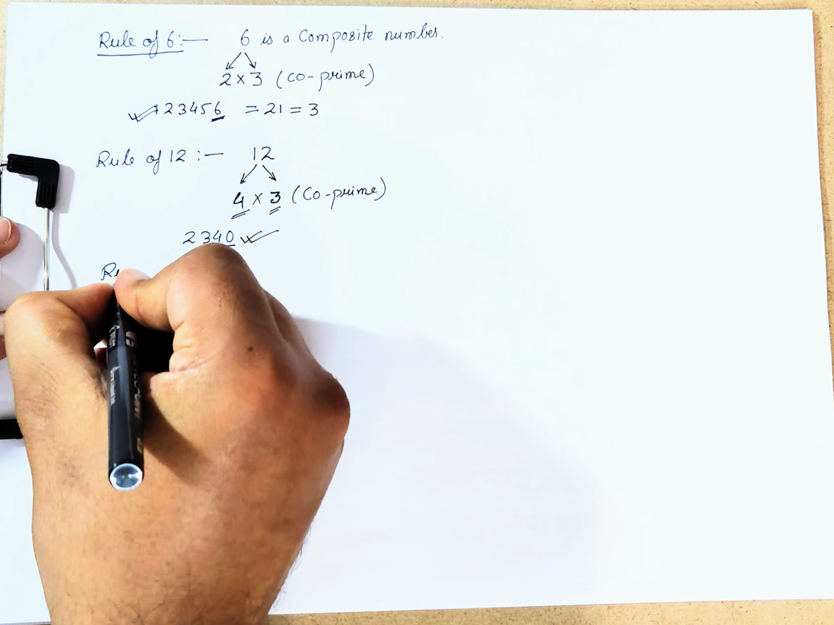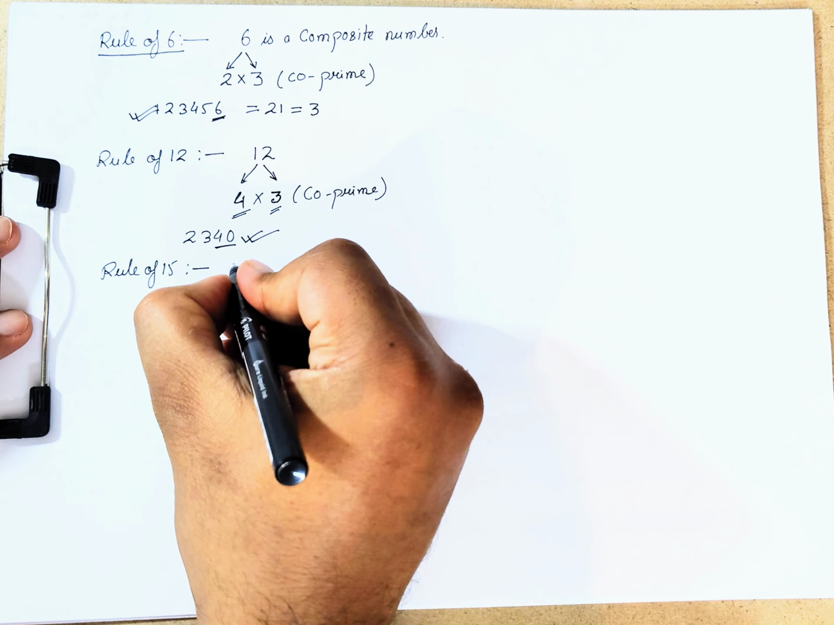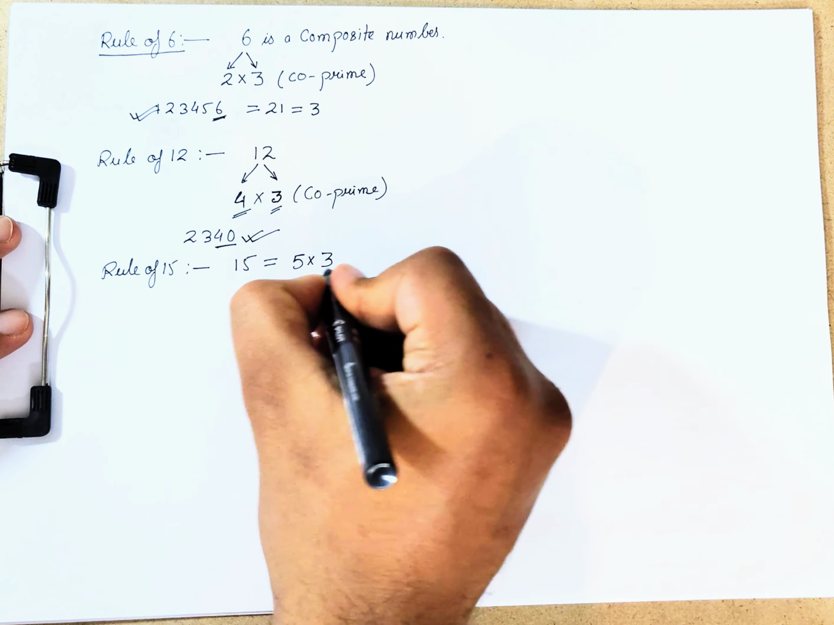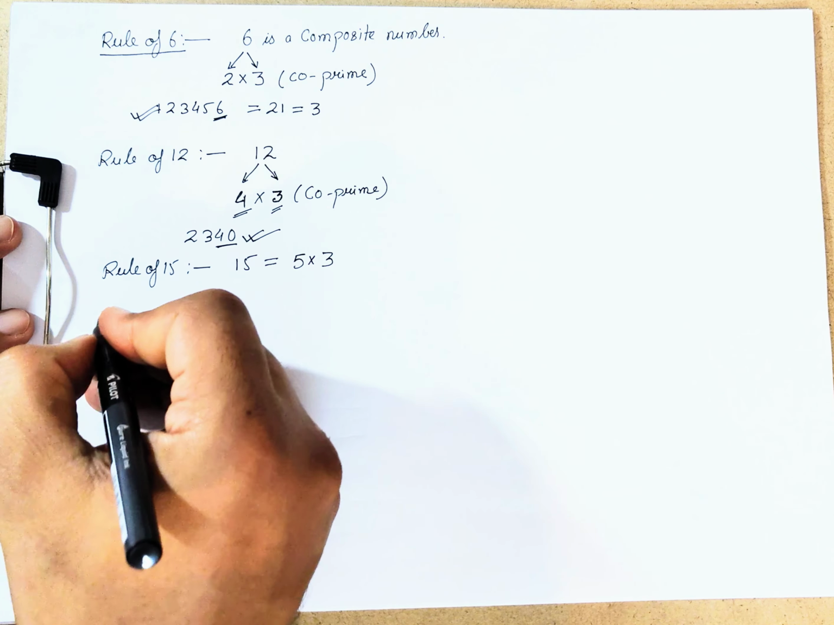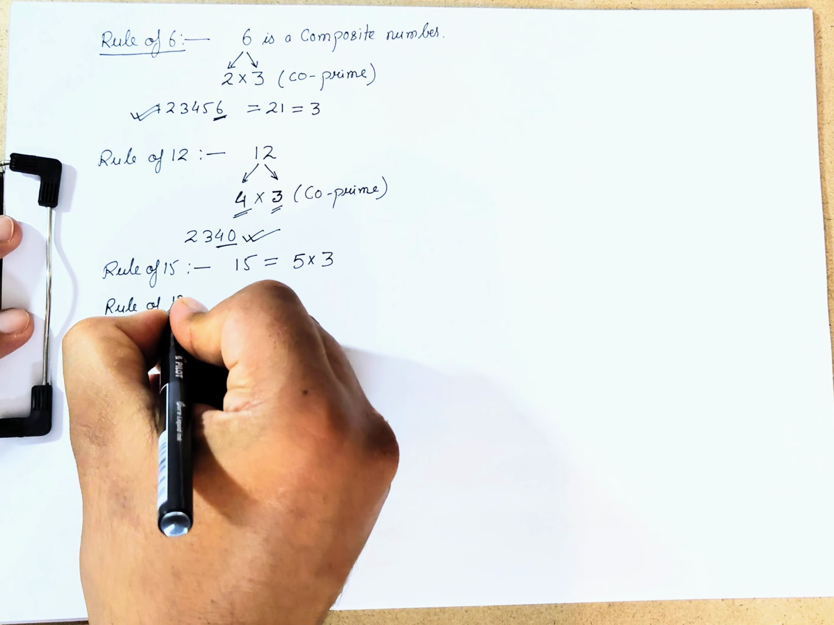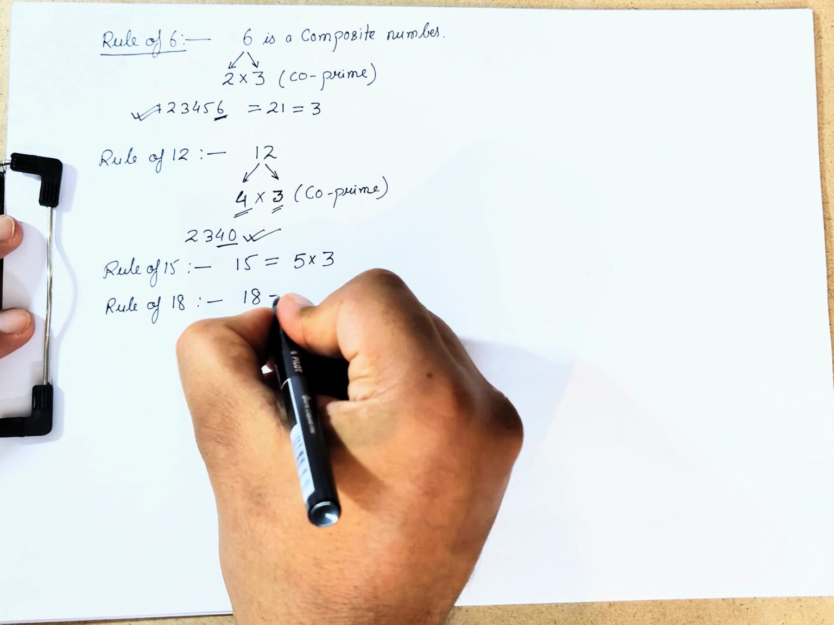Similarly, rule of 15. We can say 15 equals 5 into 3, and 5 and 3 are co-prime. So any number divisible by 5 and 3 respectively will be divisible by 15 as well. Rule of 18. 18 we can write as 9 into 2. We know the divisibility rule of 9 as well as 2. So any number that is divisible by 9 and 2 respectively is divisible by 18 as well.